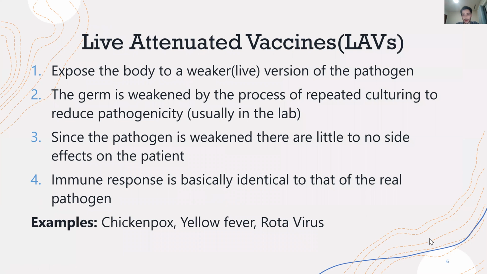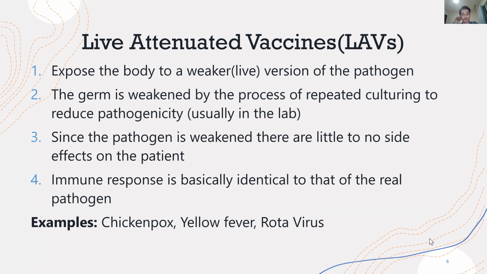So what are the different types of vaccines? The first one is the live-attenuated vaccines, which is a weakened version of the real pathogen. And this germ is weakened by repeated culturing, which takes a very long time, and it eventually reduces the pathogenicity of the pathogen and makes it so that you can put it in a vaccine and give it to the body. And since the pathogen is weakened, it has very minimal effects on the person that takes it. Also, the best thing about this is that the immune response, even though it's weakened, is still basically identical to that of the real pathogen.